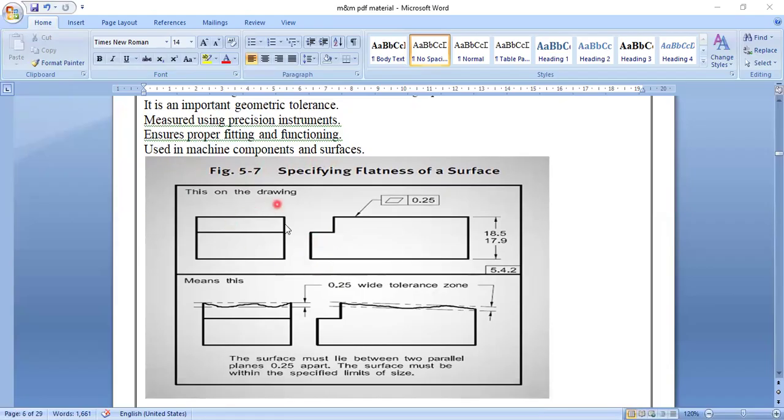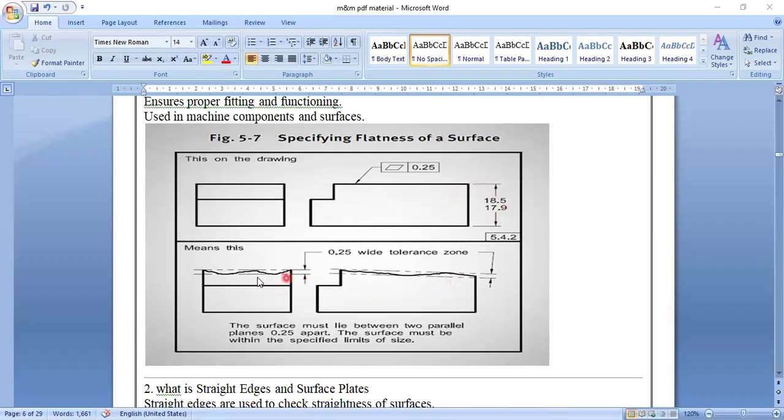So here you can see this is the drawing. This is where the flatness is. You can measure this one. So outer it is 18.5, inner to inner it is 17.9. So that is the way of measuring the flatness of a surface. Outward measurement and inward measurement is shown.